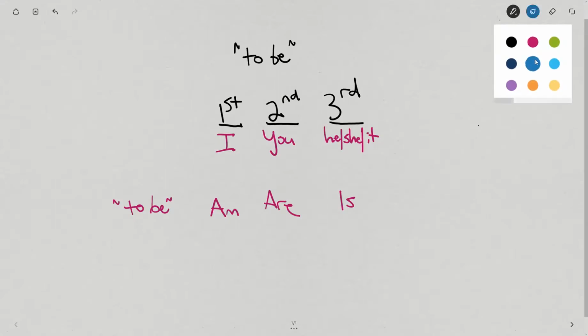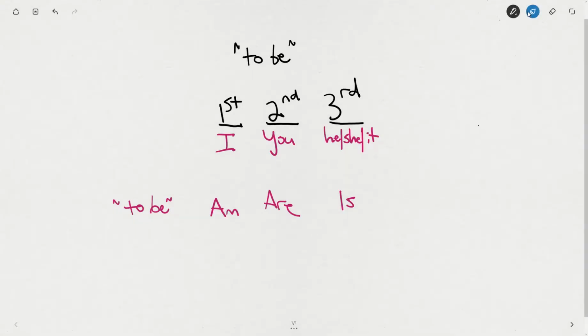So now I'll talk about the Hindi counterparts here. I in Hindi is main. You is aap, and he, she, it is ye. And this has an asterisk here because this isn't the only third person pronoun in Hindi, but we can talk about that a little bit later. In Hindi the verb is called hona. It means to be, but its forms are hoon, ho, and hai. So, मैं हूँ, I am, आप हो, you are, ये है, it is.